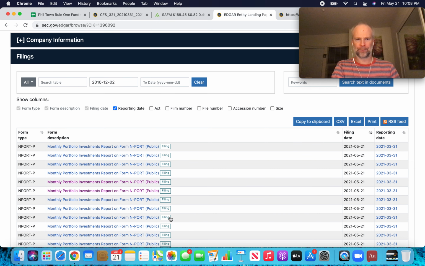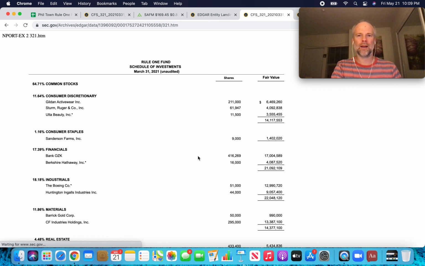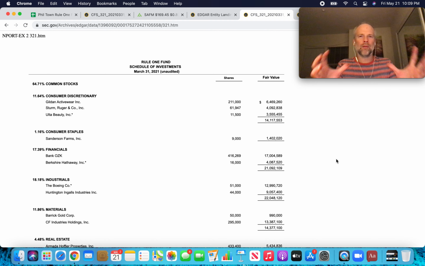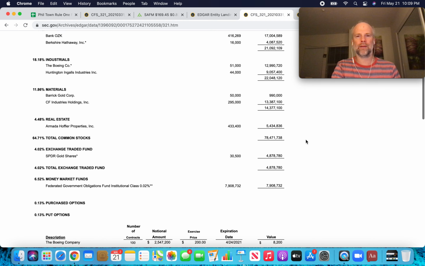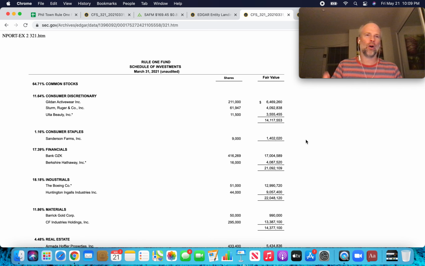But here's the trick. Instead of clicking this link, click this box that says filing. And now we're going to see a couple different options. The one we want is this 321.htm for the Rule 1 fund. And you can see right here, Rule 1 fund. Click on that, and it gives you this beautiful display of his current holdings. So that's the tip I've got for you guys this quarter. Hopefully that continues to be presented in this format. It's so much easier to work with. And again, I will link to this particular form in the description.